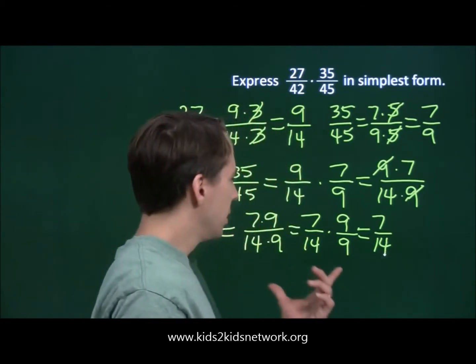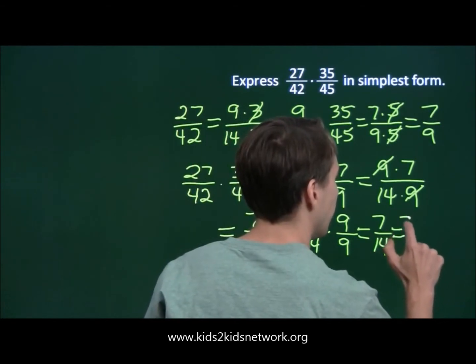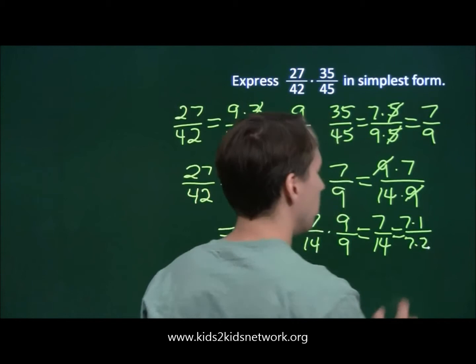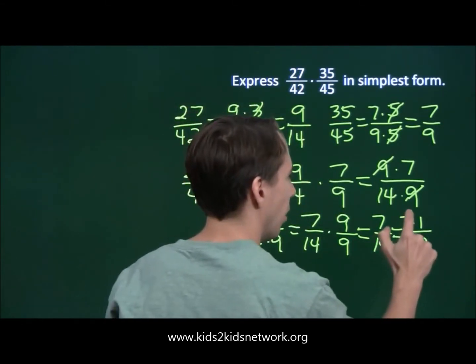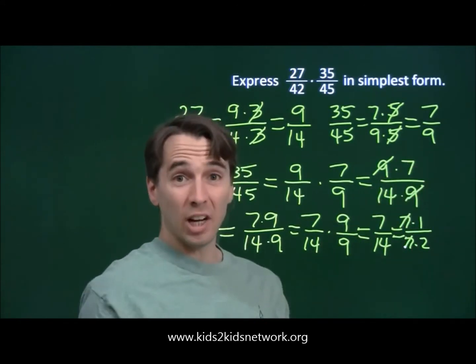Now, hold on a minute. 7 over 14, well, that's just 7 times 1 over 7 times 2. The 7's cancel out. Now, we could have seen that right back here. 7 and 14, they have a common factor of 7.